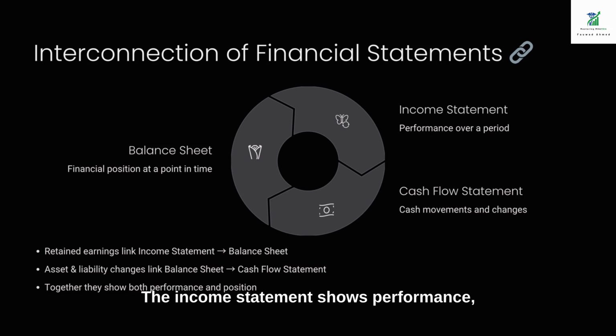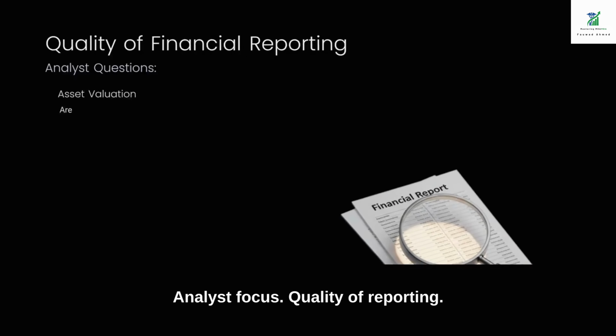Together, the three statements give a complete picture. The income statement shows performance, the balance sheet shows position, and the cash flow statement shows liquidity. Think of them as three sides of a triangle, each one essential to understanding the full financial story of a company. Analyst focus: quality of reporting.